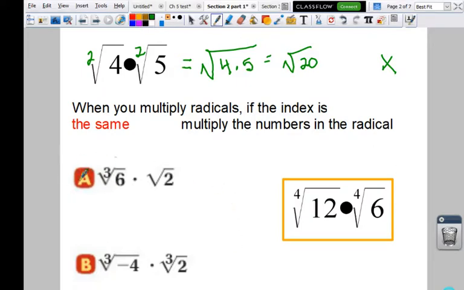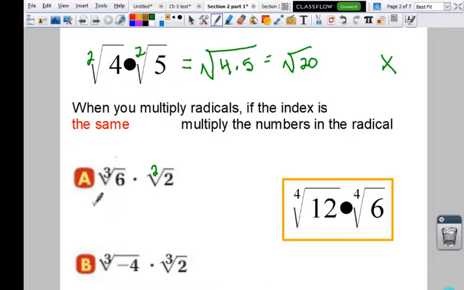If I'm going to look at part A here, and I'm going to multiply these together, are my indexes the same? No. What index is right here, did we just say? 2, right? The cube root of 6 times the square root of 2, we can't multiply together. The indexes are different. So how do you know what the radical is?